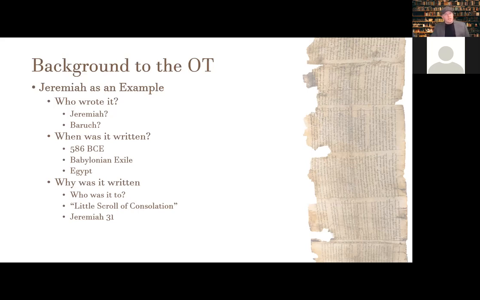We don't hear him. He doesn't record his death, but we know that it ends with him going to Egypt. But when we look at this book, why was it written? So we have to say, who was it written to? That is a question that should always be asked. It was written for us, but not to us, right?